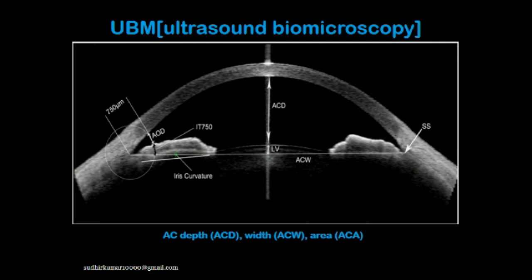The same thing can be seen and measured with ultrasound biomicroscopy also. This is a very high frequency ultrasound machine, its resolution is very good. Apart from the angle, the anterior chamber depth can also be measured. Lens vaulting can also be measured, which is nowadays used in the management of glaucoma.